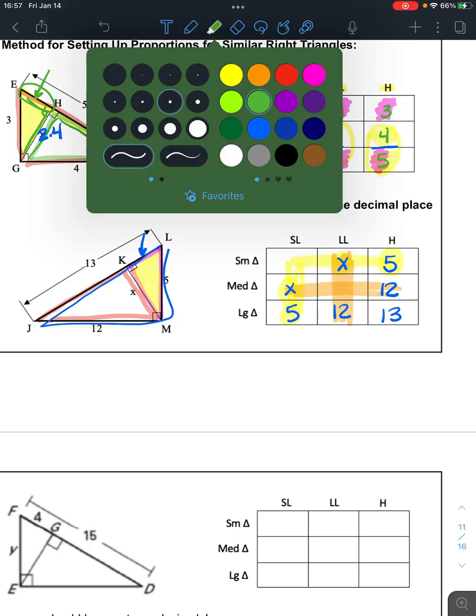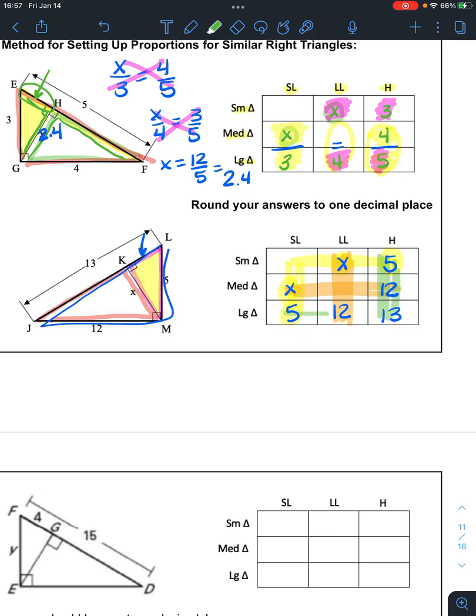Notice your middle column and your middle row are the same. And then notice that your last column and your last row are the same. Okay? So we filled in what we could. I see I have this set, medium, large, medium, large. That's just the one I picked. I had options. x over 5 is equal to 12 over 13. And so you get 60 divided by 13, which is 4.62. So x is equal to 4.62. That's this piece right here.